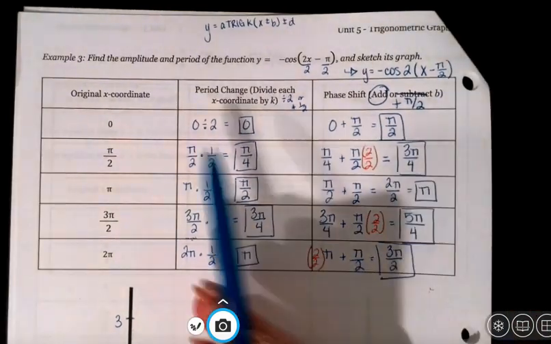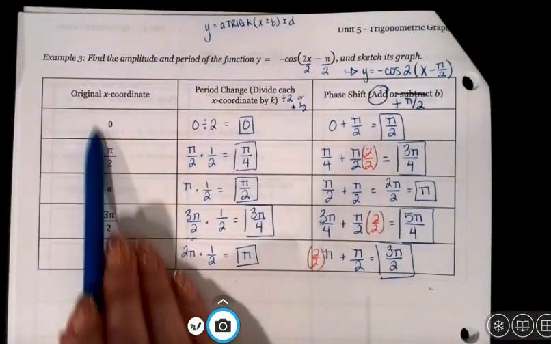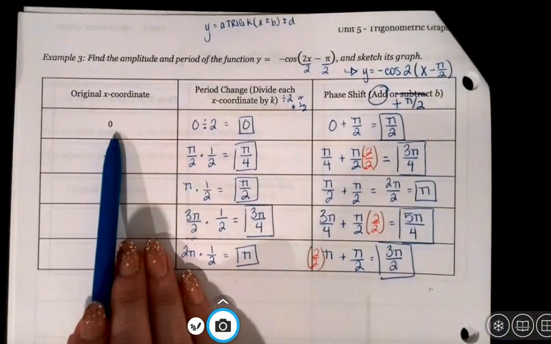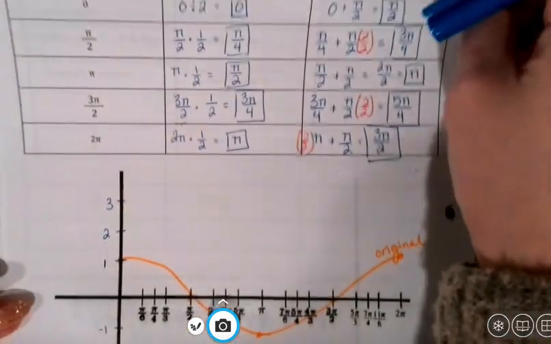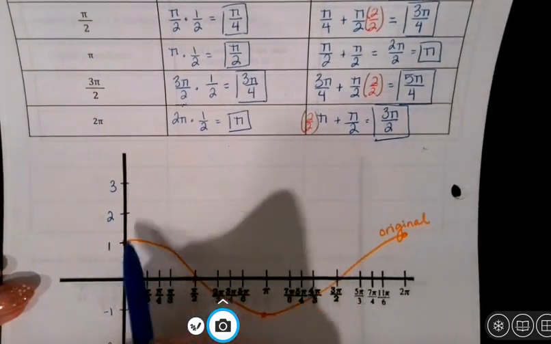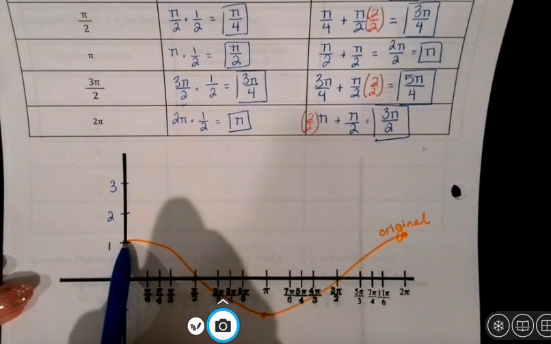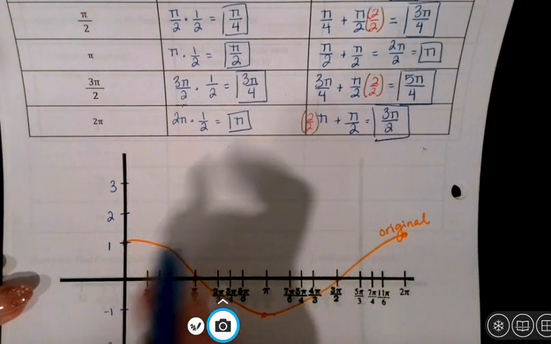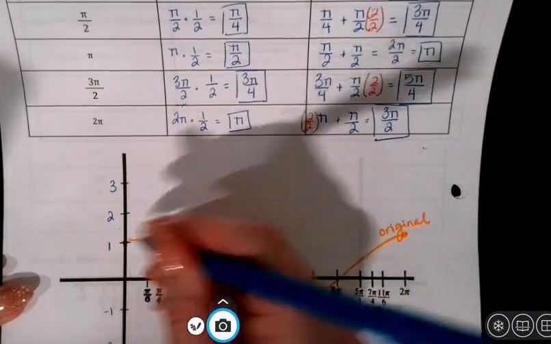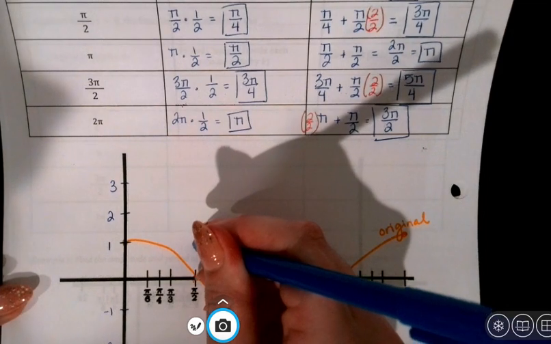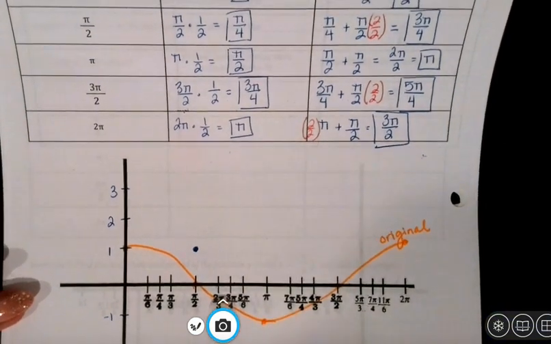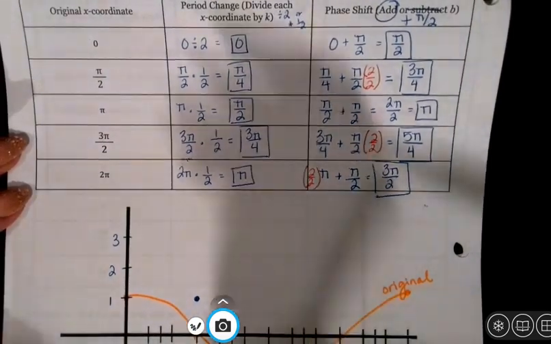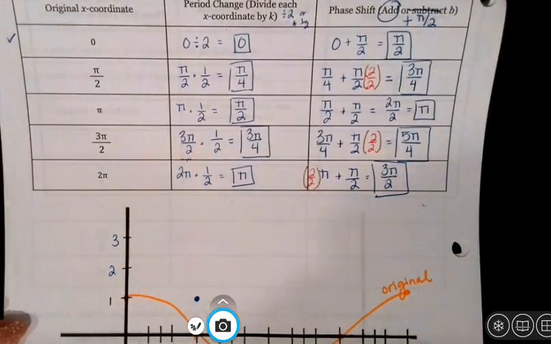So for the first one, my point that was originally at 0 is getting shifted all the way to pi over 2. So looking at my graph, the point that's at an x value of 0, y value of 1, is getting shifted to pi over 2. So this point is getting shifted to about here. So I'm going to go back up to my table, and I'm going to check that off my list. I'm going to move on to my next row.